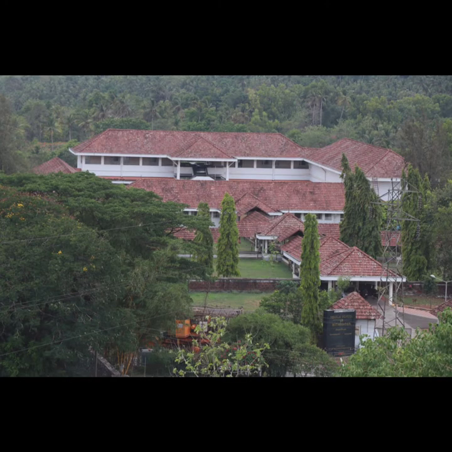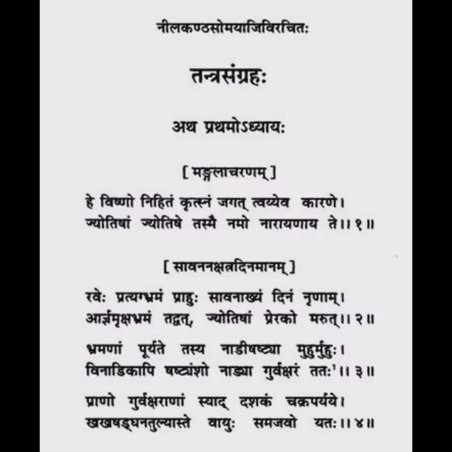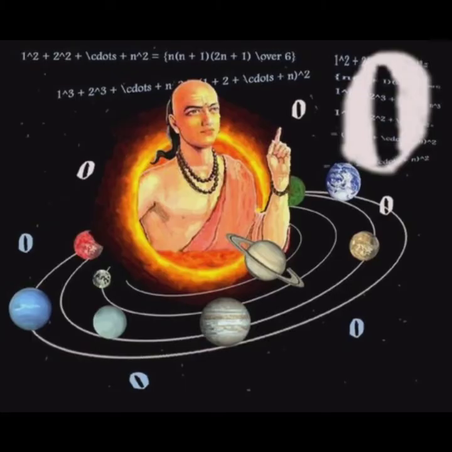Nilakantha Somayaji was a major mathematician and astronomer of the Kerala School of Astronomy and Mathematics. One of his most influential works was the comprehensive astronomical treatise Tantra Samgraha, completed in 1501. He had also composed an elaborate commentary on Aryabhatta called the Aryabhatta Bhasya. In this Bhasya, Nilakantha had discussed infinite series, expansions of trigonometric functions, and problems of algebra and spherical geometry.